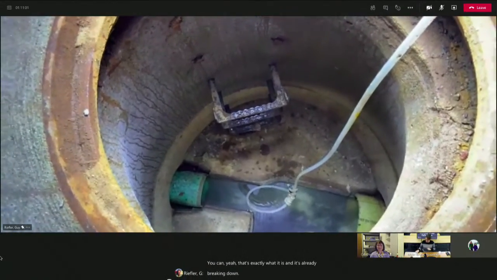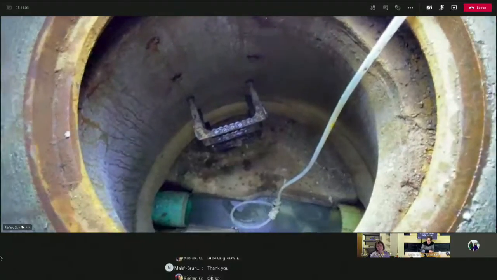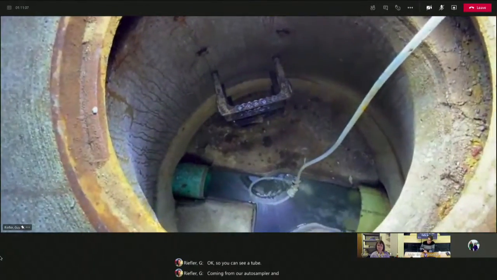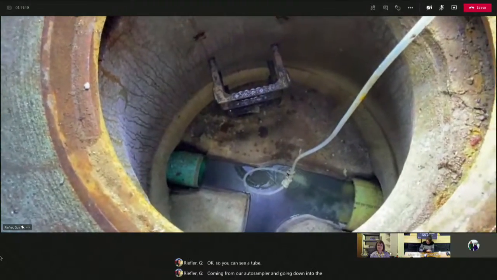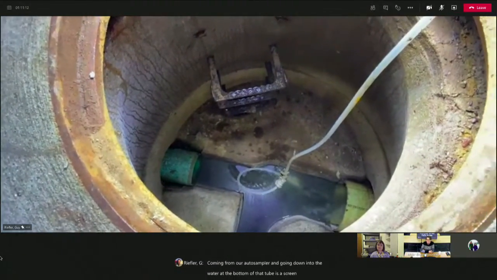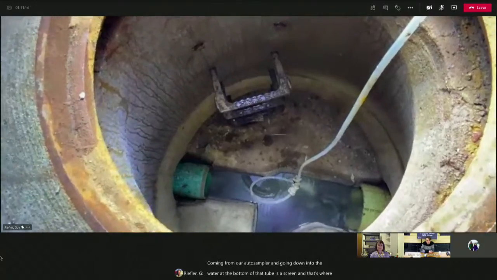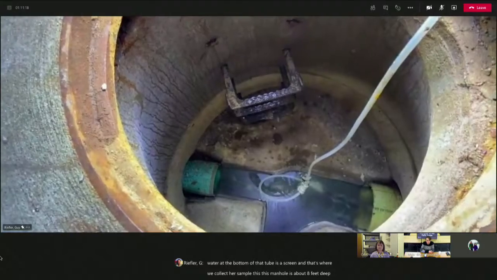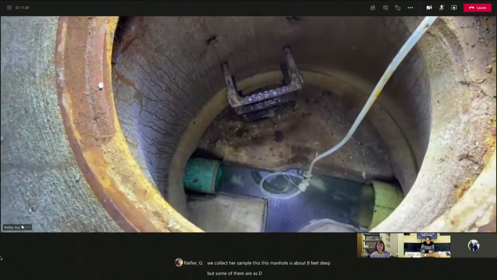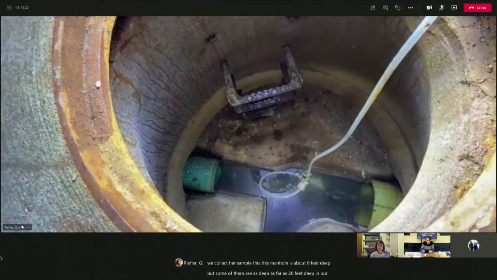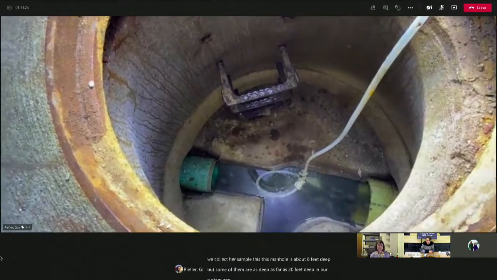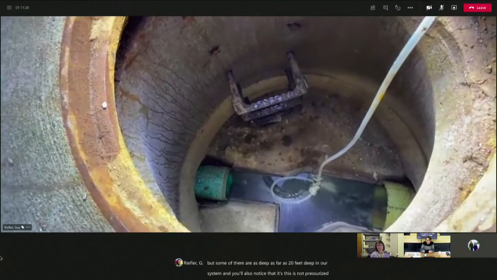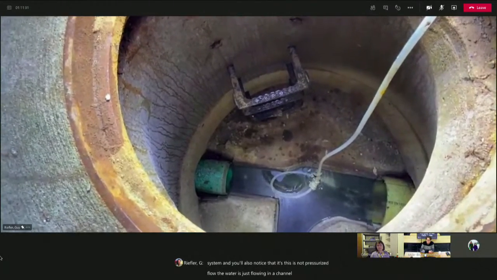Okay, so you can see a tube coming from our auto sampler and going down into the water. At the bottom of that tube is a screen, and that's where we collect our sample. This manhole is about 8 feet deep, but some of them are as deep as 20 feet deep in our system. And you'll also notice that this is not pressurized flow. The water's just flowing in a channel at the bottom there.